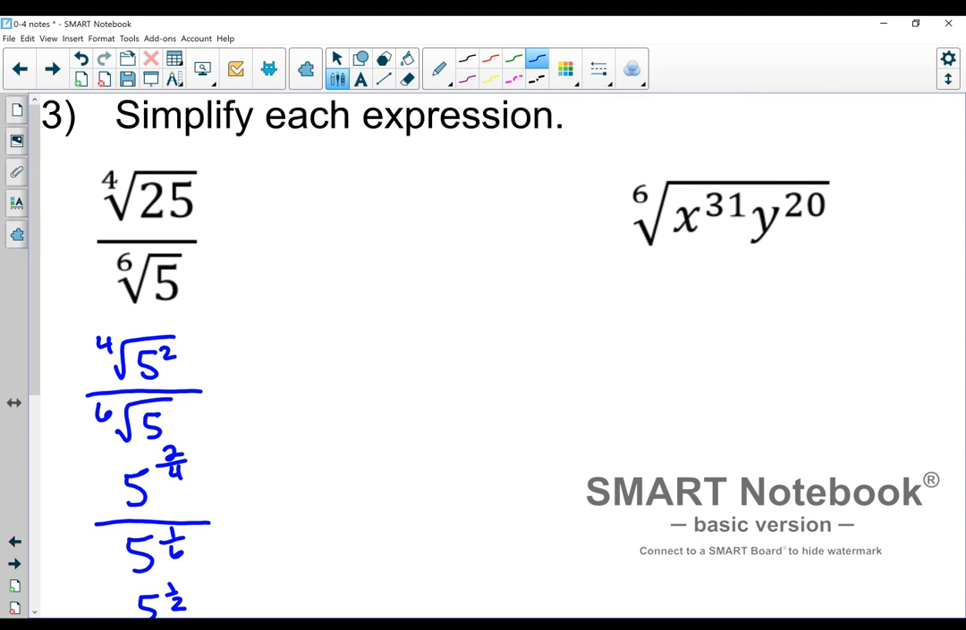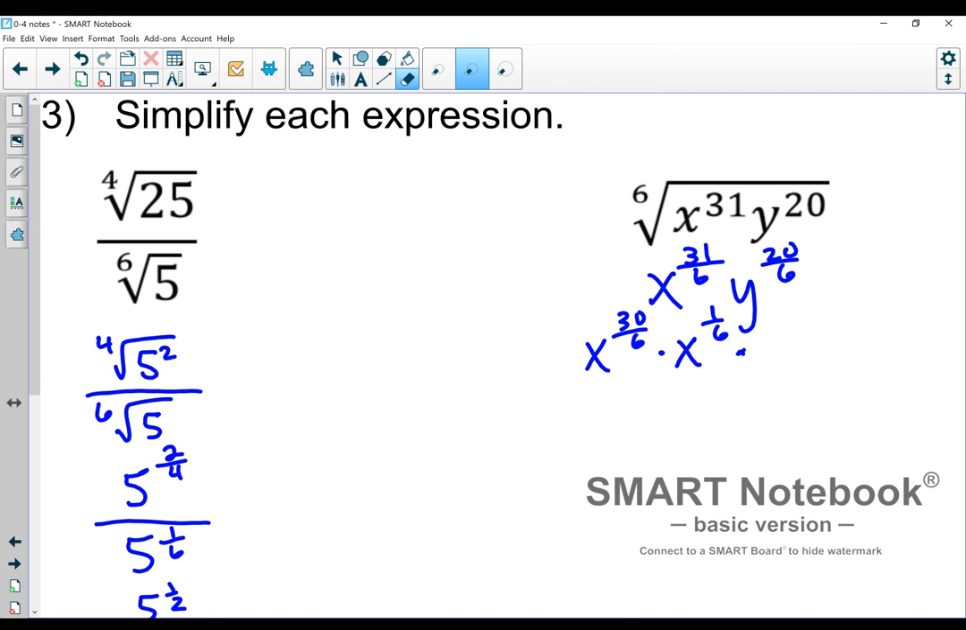On the second one, we're going to do something similar. I'm going to write this as x to the 31/6 power times y to the 26th power. And I'm going to look at breaking those exponents apart. This would be 30 over 6 times x to the 1/6. So I'm breaking it into things that I can divide, right? It's almost like looking at a mixed number; really we could just look at it and kind of skip this step.